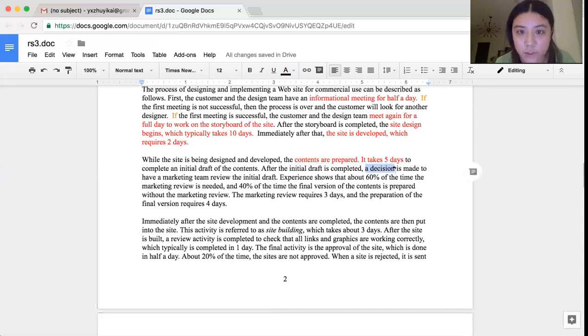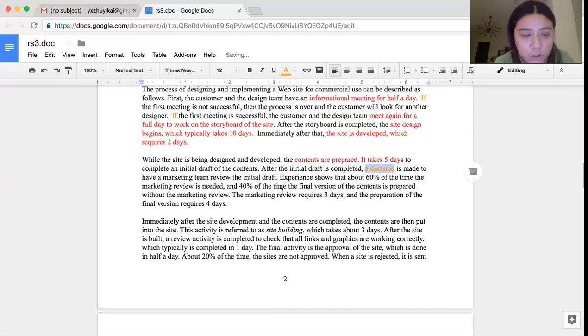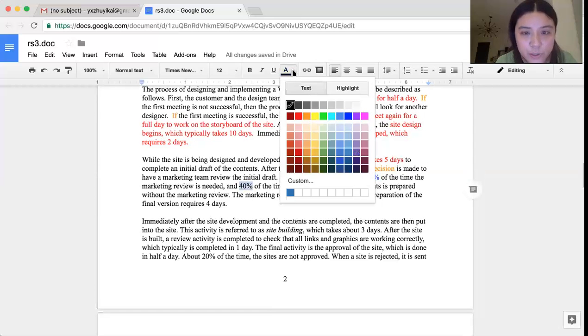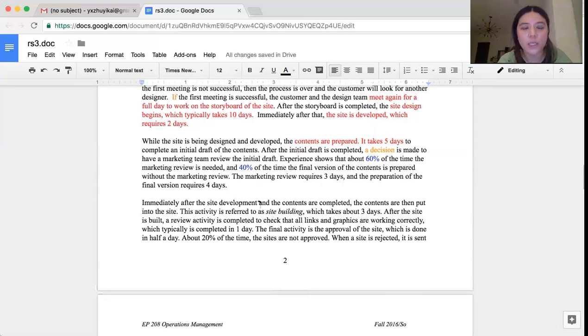So a decision is made to have a marketing team review the initial draft. Experience shows that about 60% of the time a marketing review is needed. And 40% of the time, the final version of the contents is prepared without the marketing review. And the marketing review requires 3 days.